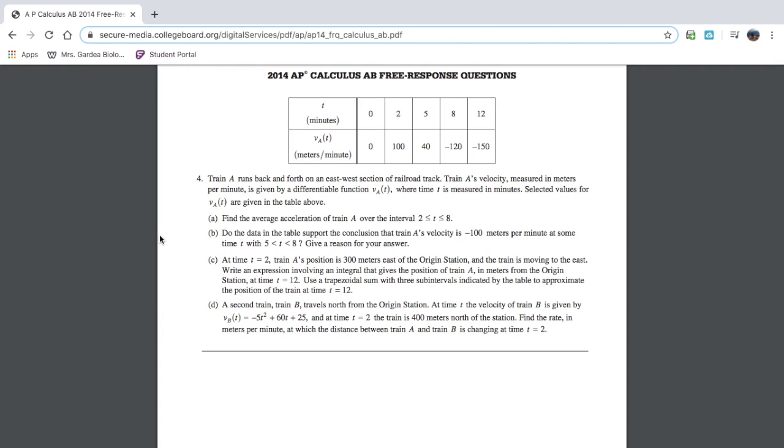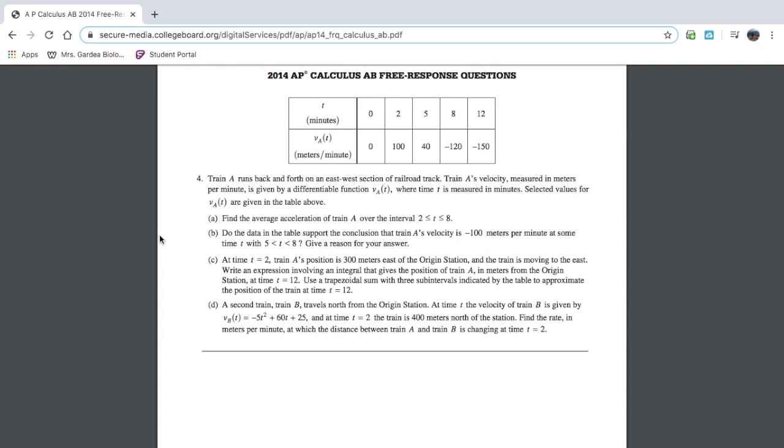So, number 4 reads, Train A runs back and forth on an east to west section of railroad track. Train A's velocity, measured in meters per minute, is given by a differentiable function VA of t, where time is measured in minutes. Selected values for VA of t are given in the table above. And so as you can see, time is increasing from 0 to 12 on the table, and VA of t increases and then it steadily decreases.